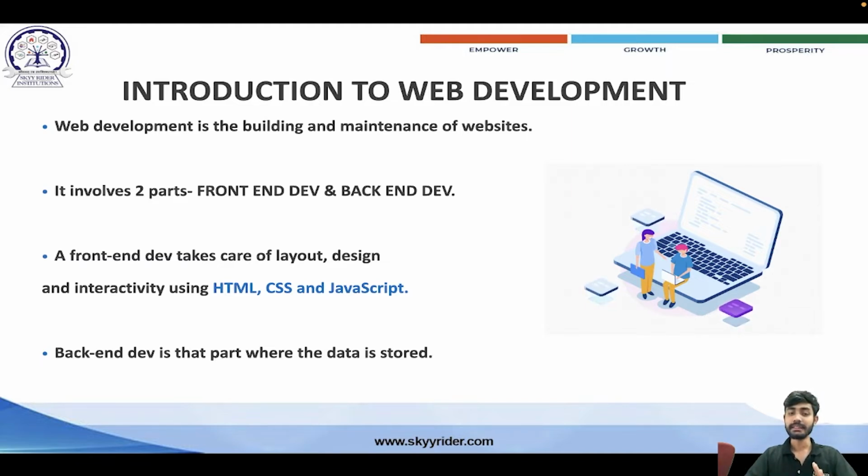In the front end, we use HTML, CSS and JavaScript. What is HTML? HTML is hypertext markup language, which is basically used to design the website. CSS is cascading style sheet, and it is used to give the color, theme, styles and whatever you can say. You can style your HTML website using CSS and JavaScript.